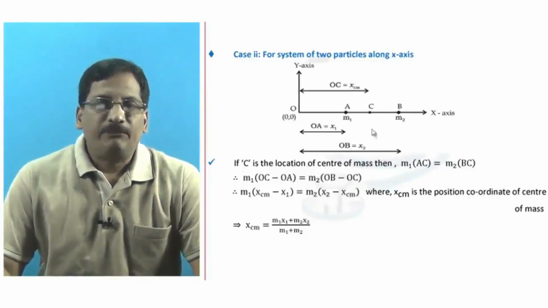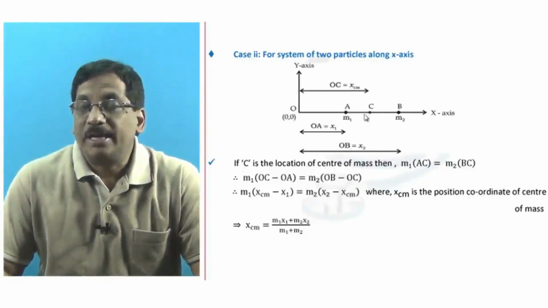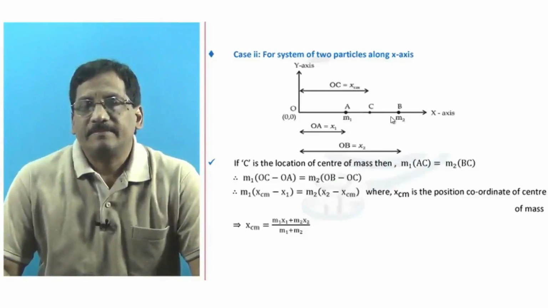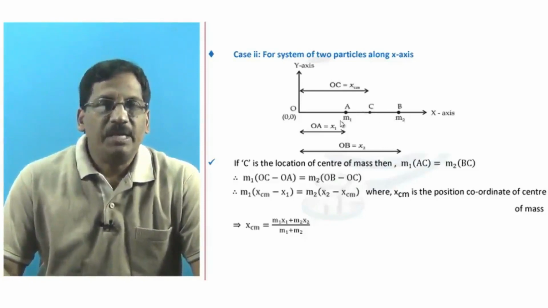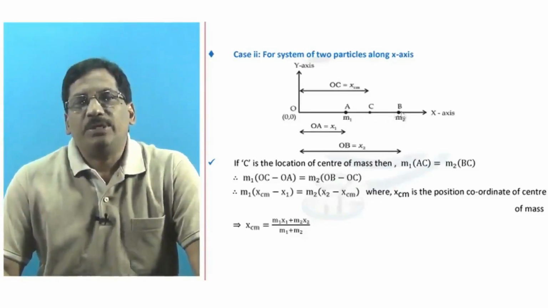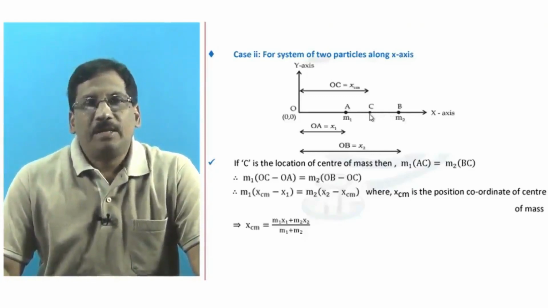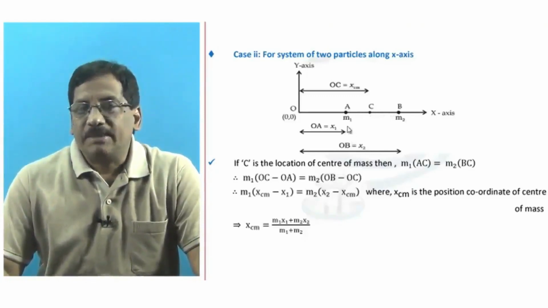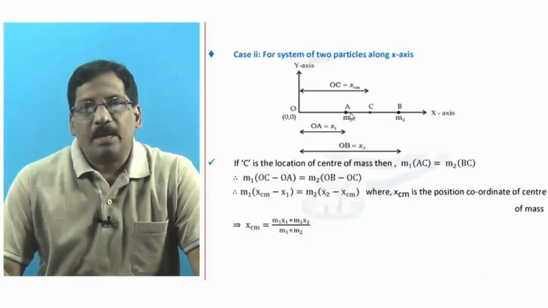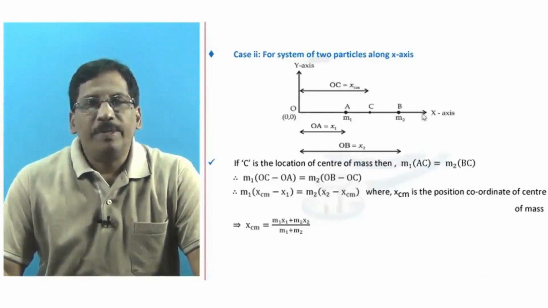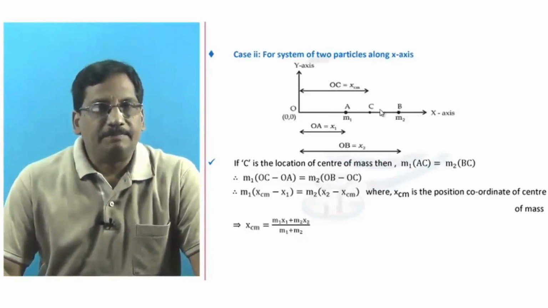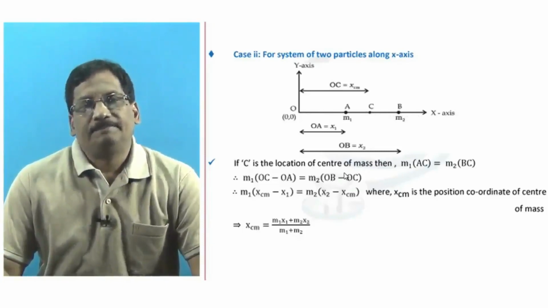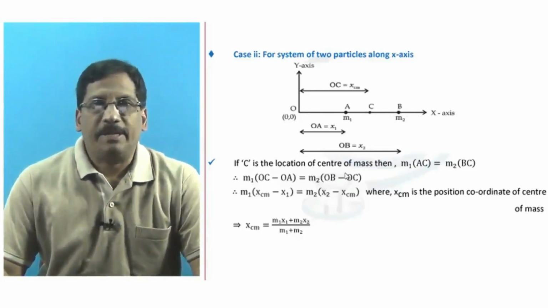Now again, if we say C is the center of mass, it is located on the line joining the two particles. And now the location of C is such that from our very definition, m1 into AC must be equal to m2 into BC. So we can write the same expression as m1 into AC, which is nothing but OC minus OA, equal to m2 into BC, and we can write BC as OB minus OC. A simple geometrical relation.